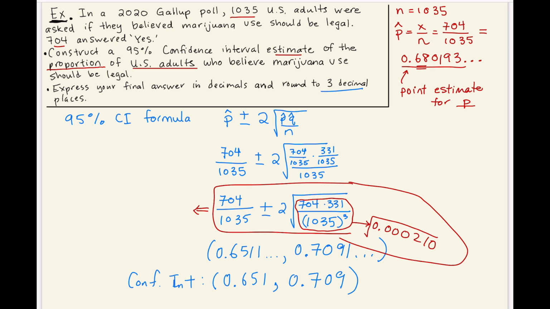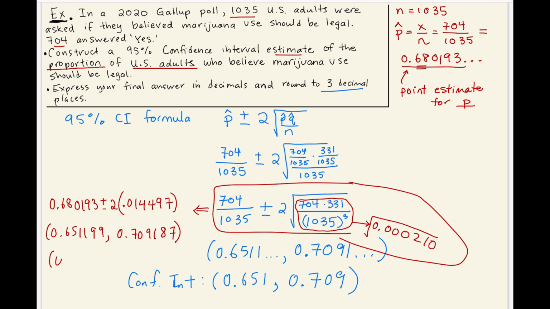So let me just write out what I would have. So the square root of 0.000210 is about, so I went out about 6 decimal places. And if I use these rounded numbers, and then round the final answer, I get 0.651 and 0.709. So if I'm very careful, I can get a final answer that's close to the accurate answer.